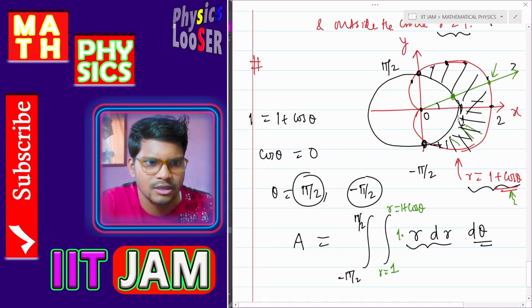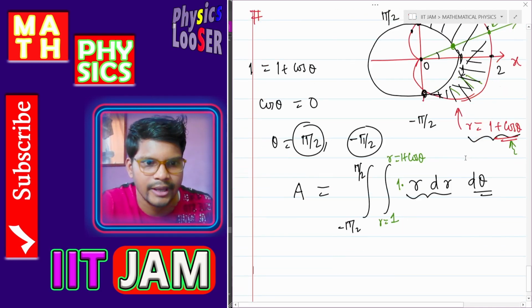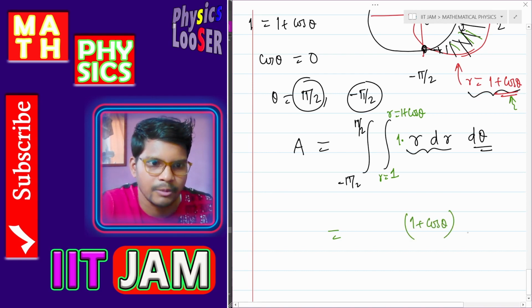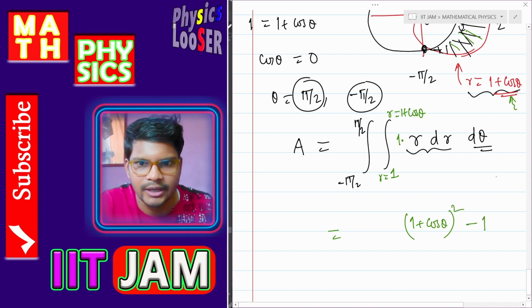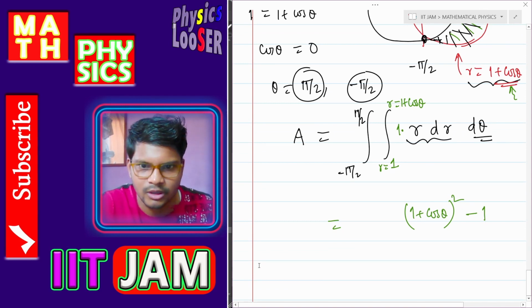Since nothing is building up, we are not going to get any height, we are just finding the area. So f of r theta is pretty much constant. So here first of all r square by 2, and r square by 2 will be given by 1 plus cos theta whole square, and then 1, and then we have to take an integral. I am not interested in doing this one. You can easily find out what the answer is.